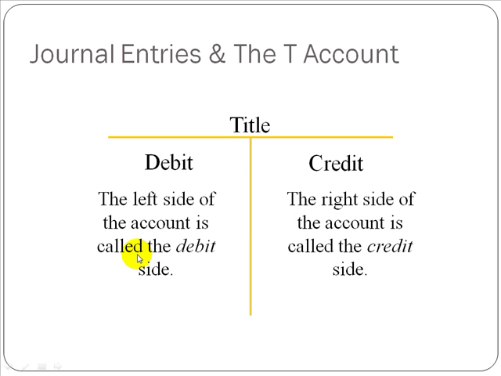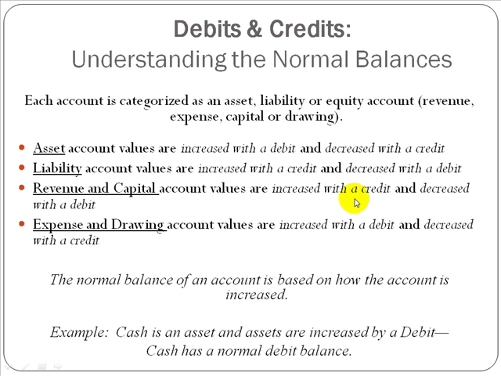The importance, though, is what does the debit do and what does the credit do for that particular account? To understand your debits and credits, which are considered to be your normal balances, we must understand what type of accounts we're dealing with. Each account is categorized as an asset, liability, revenue, expense, capital, or drawing. Asset account values are increased with a debit and decreased with a credit. Therefore, they have a normal debit balance.